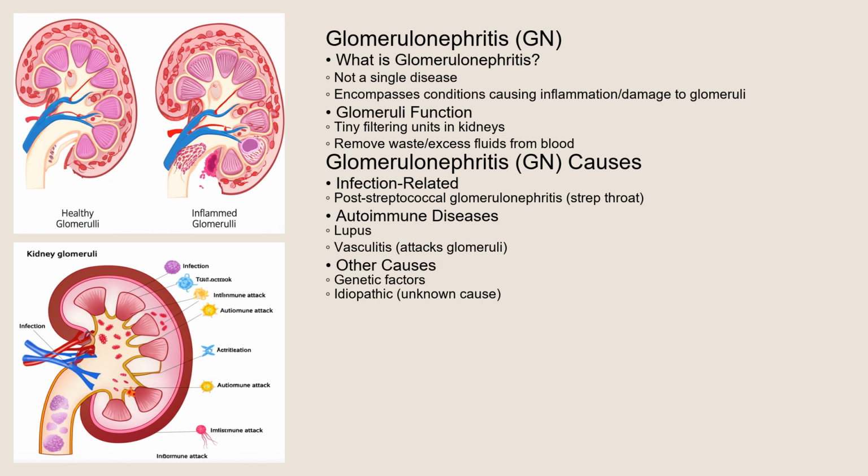Some cases are triggered by infections, such as strep throat, leading to what's known as post-streptococcal glomerulonephritis. Others are caused by autoimmune diseases like lupus or vasculitis, where the body's immune system mistakenly attacks its own tissues, including the glomeruli. Genetic factors can also play a role in some forms of glomerulonephritis. In certain cases, the exact cause remains unknown, referred to as idiopathic glomerulonephritis.